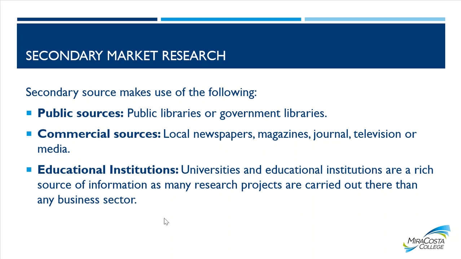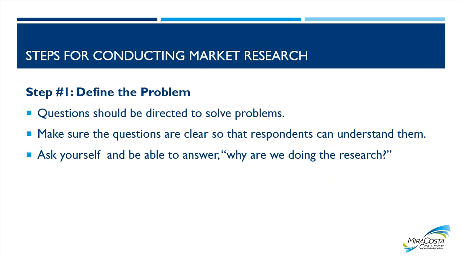Educational institutions, I mentioned that already. MiraCosta College has amazing library facilities for you to do secondary research. If you can't find something at, say, MiraCosta Library, go to Palomar. See if Palomar Library has stuff for you. See if Cal State San Marcos Library has articles, or even go online and visit different digital libraries from different colleges.